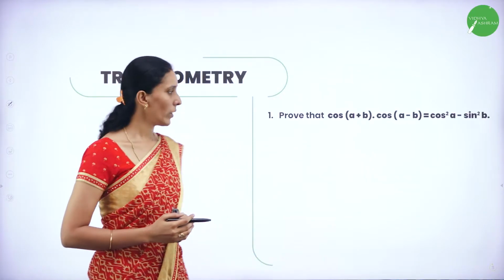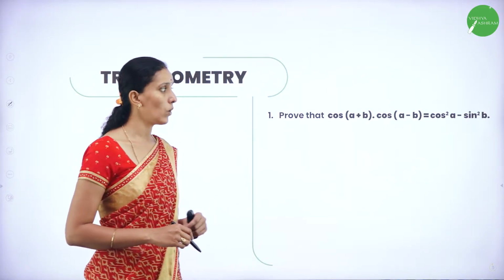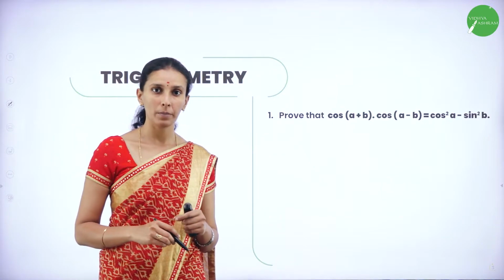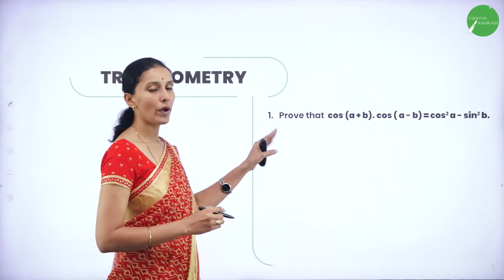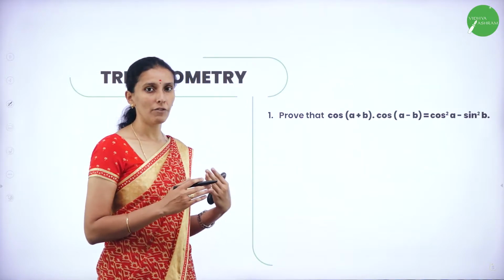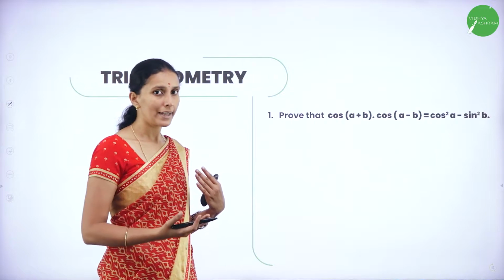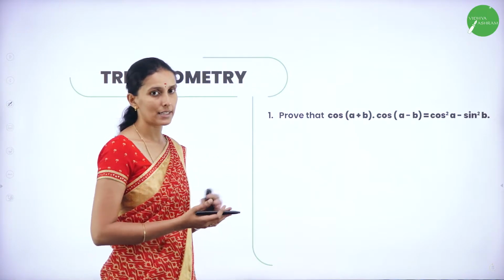The very first question is, prove that cos(a plus b) into cos(a minus b) is equal to cos square a minus sine square b. So all questions of this type start with the words prove that. You should take this in the form of LHS and RHS. Take LHS and prove the right hand side, or take RHS and prove the left hand side. Hence the result is proved.